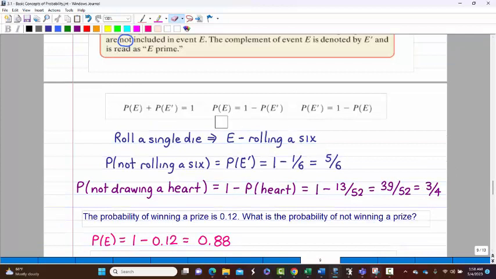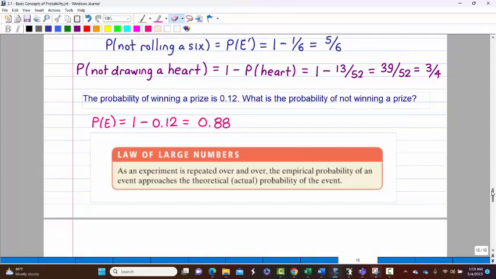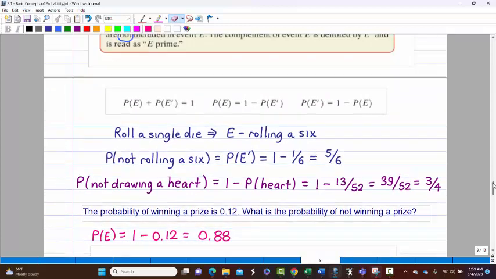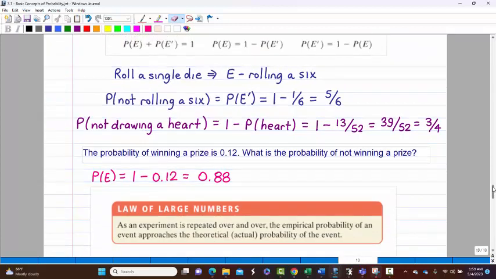Now, you can calculate the probability two different ways. This formula: the probability of E is 1 minus the probability of E prime. Or the same thing, the probability of E prime is 1 minus the probability of E. So let's look at these examples, in percent form.